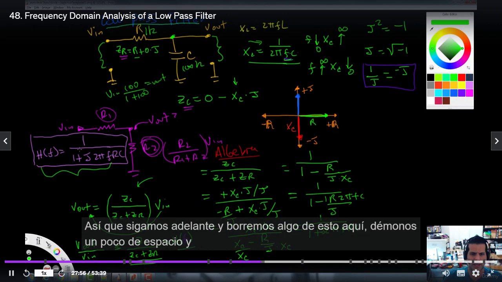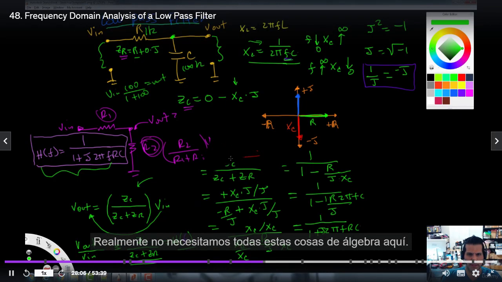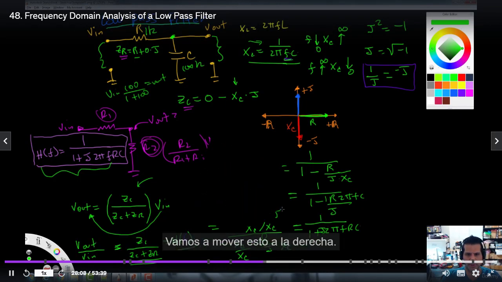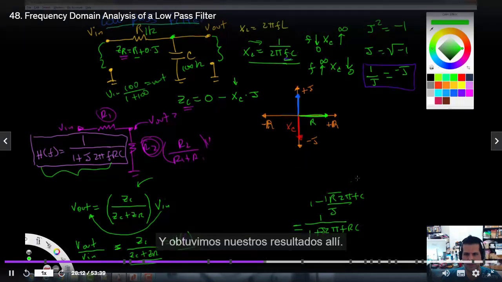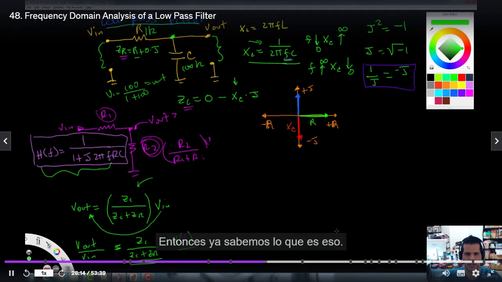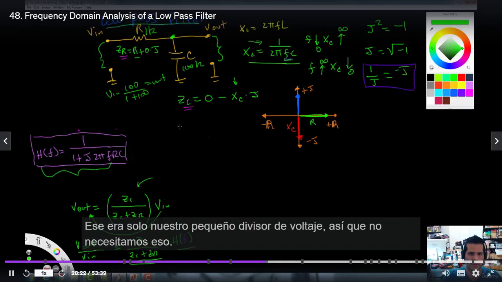So let's just go ahead and erase some of this over here, give ourselves some room. I think we really don't need all this algebra stuff here. So let's move this. And we've got our result over there, so we already know what that is. And let's get rid of this little thing here. We already kind of did this, that was just our little voltage divider, so we don't need that.